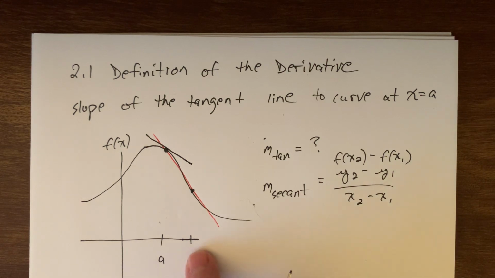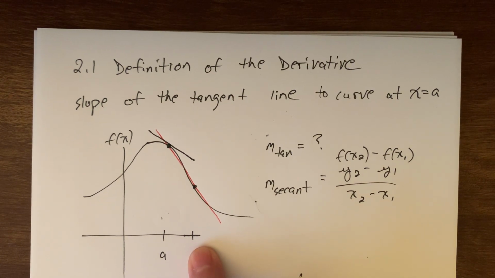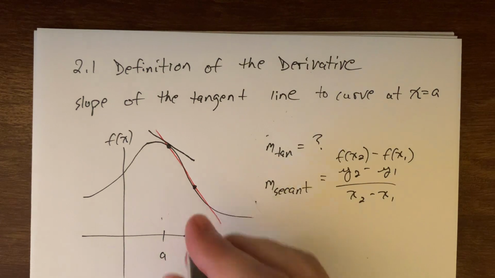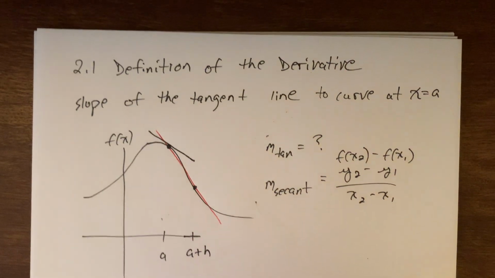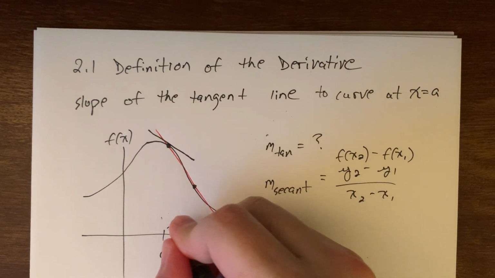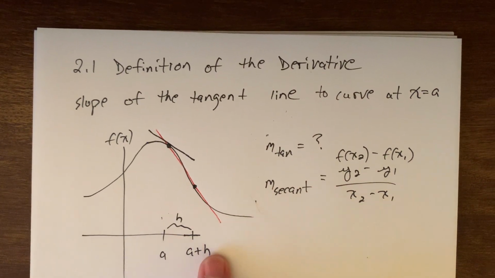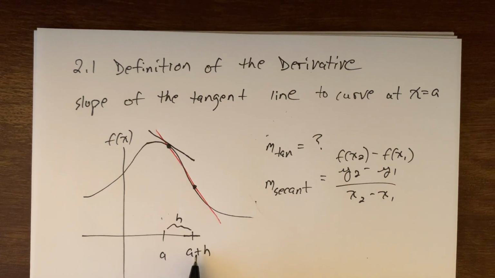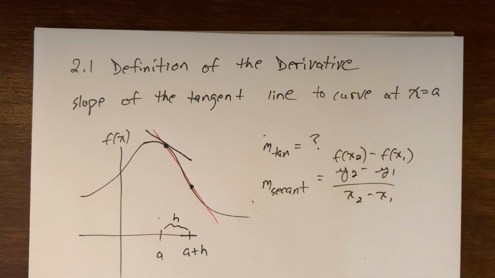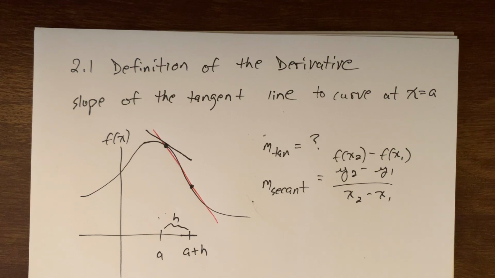So instead of just calling this second point x sub 2, I'm going to call it a plus h, where h is going to be used as the distance we're moving away from the original a. So maybe in this first one, if this is the x-coordinate 2 and this is the x-coordinate 3, h would be 1. I've picked this second point 1 unit of distance away from the first.